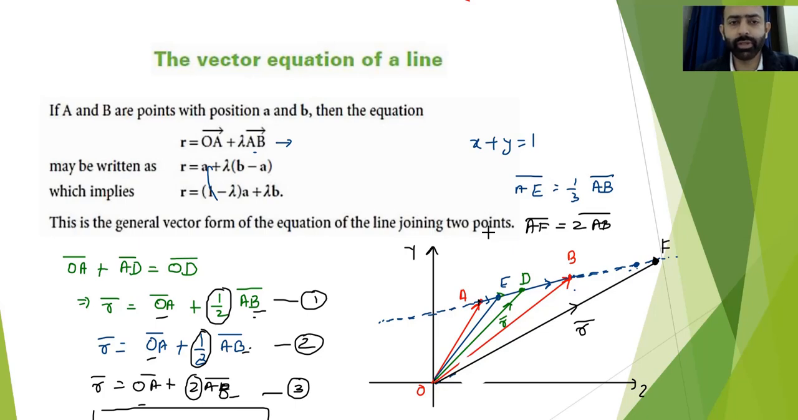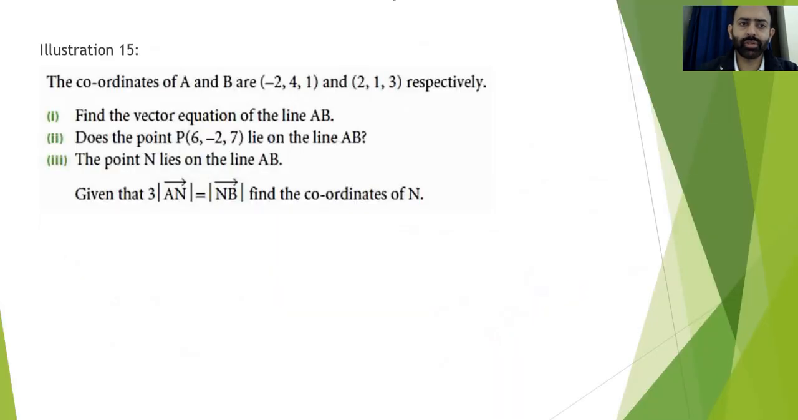So continuing with that topic, let us solve a couple of questions based on finding out the vector equation of a line under given conditions. So first question is, this is illustration 15 of the chapter. The coordinates of A and B are (-2, 4, 1) and (2, 1, 3) respectively. We have to find out the vector equation of the line AB, right?